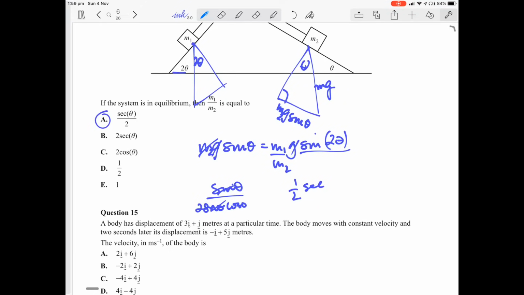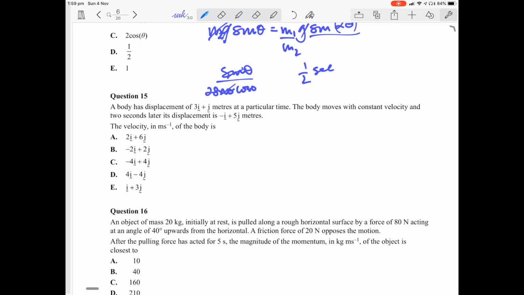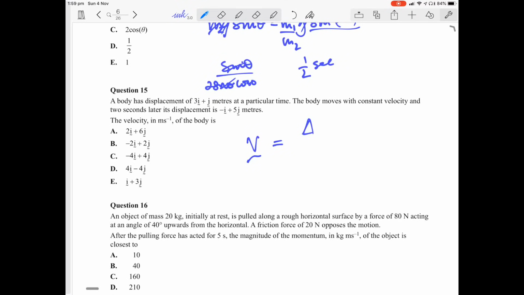So it is A. Displacement, the body moves at a constant velocity. 2 seconds later, its displacement is that, velocity in meters per second. Okay, velocity is change in displacement. 5 minus j. Sort out x values. Minus 4 plus 4i j over 2 seconds, so minus 2i plus 2j.